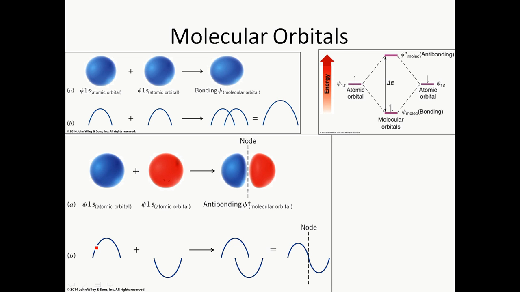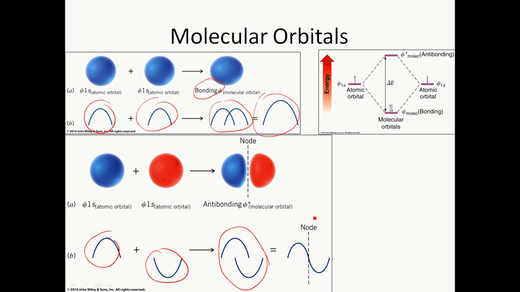In the first case, if you have two orbitals that are interacting with each other and they constructively interact, you're going to get a bonding orbital. Whereas if you have two that are interacting destructively, then you're going to get a node, which is called an antibonding orbital.